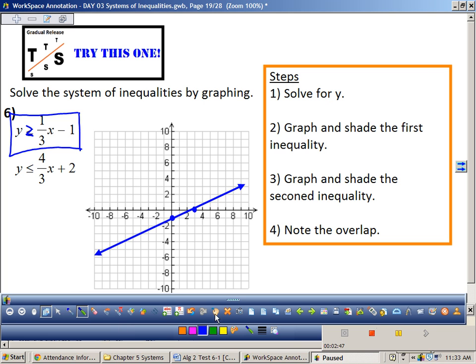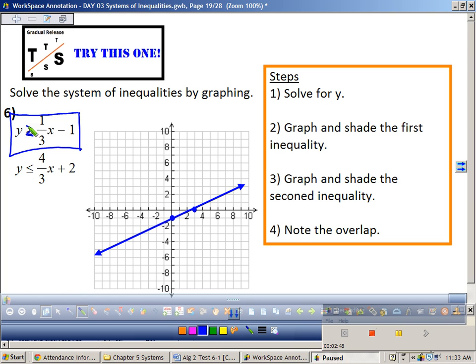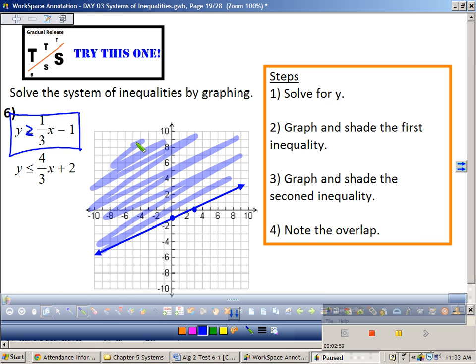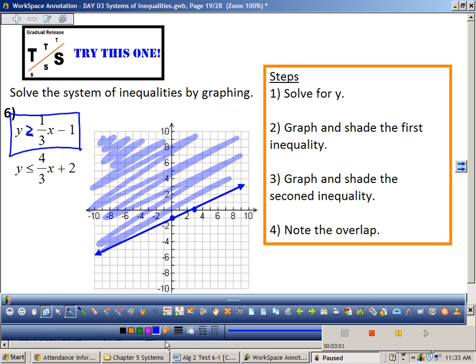And we want to go ahead and shade. Let's look at this. Greater than means I shade above. Greater means more than, right? So I shade above my line. I'm going to change my color to pink, and let's look at this inequality.